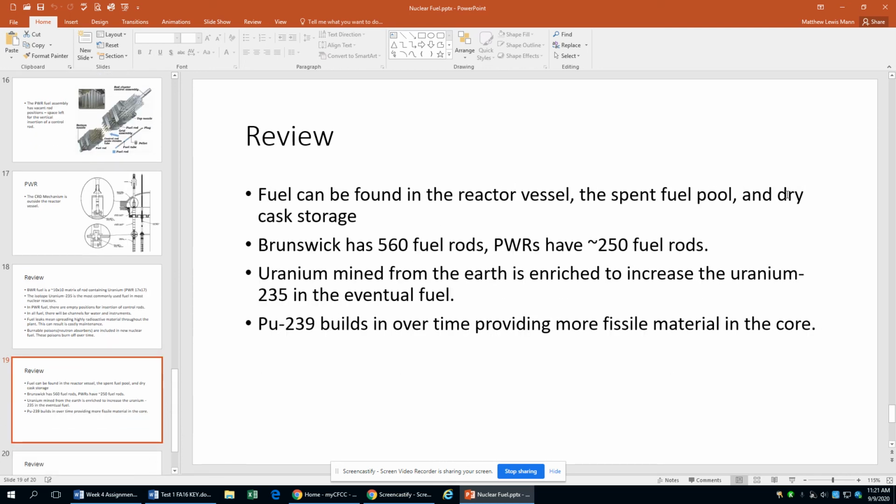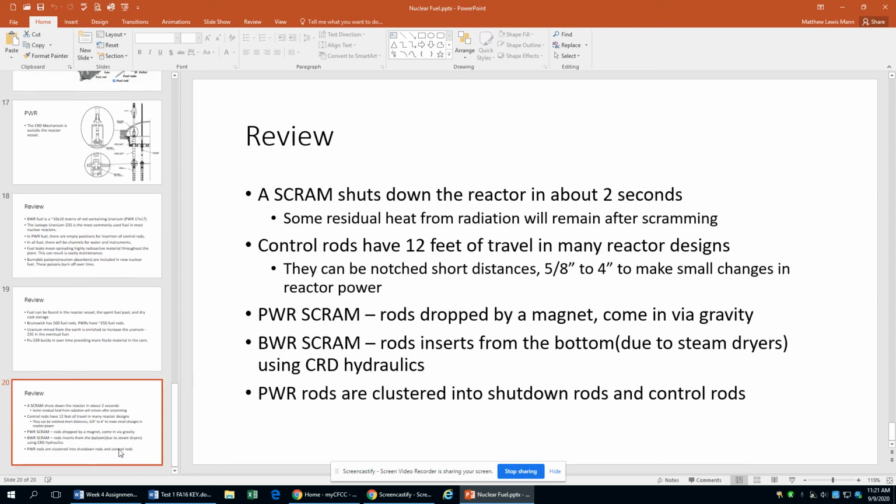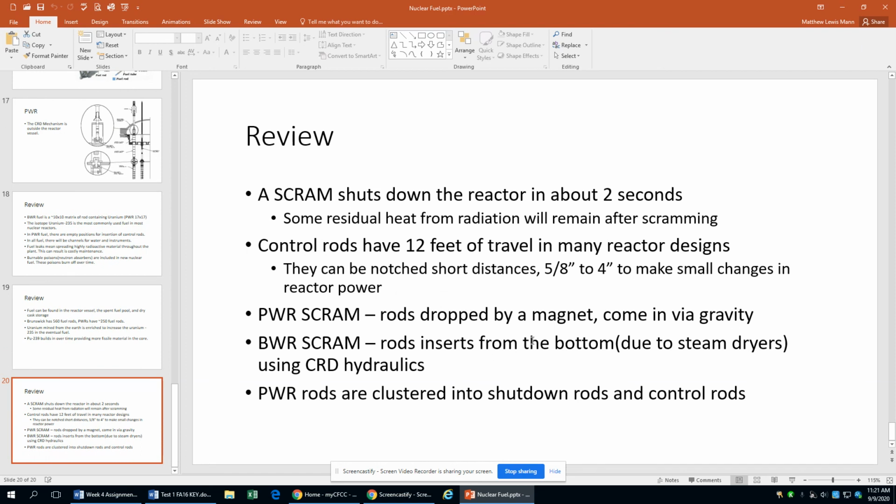So fuel is found in 3 places: the reactor, the spent fuel pool, and then the dry cask storage outside. Uranium comes out of the ground, and plutonium-239 is going to build in over time, giving us some extra fissile material. So there is our control rod review. Please let me know if you have any questions, and I hope you have a good week.